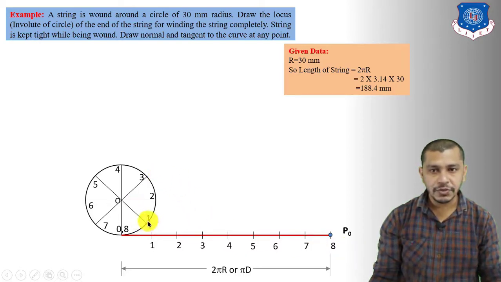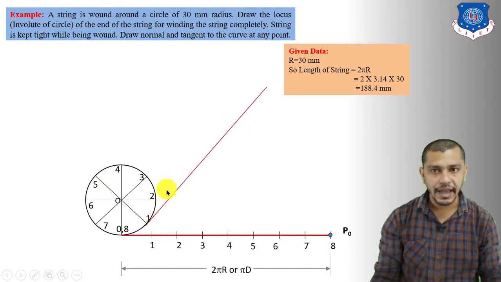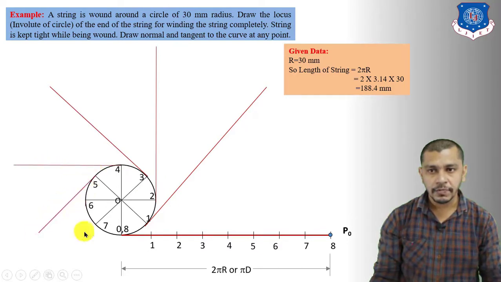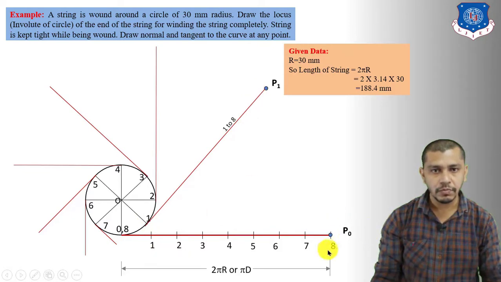Now from each point of the circle, that means from 1, 2, 3, 4, 5, 6, 7, draw a tangent to the circle. That means from 1 we have to draw a line perpendicular to this diameter of the circle. So draw the tangent at each point 3, 4, 5, 6 and 7. Now after drawing the tangents, first of all measure the 1 to P0 distance on the rounder, and by taking 1 as the center, mark the point P1. This length will be equal to 1 to 8, that means 1 to P0.